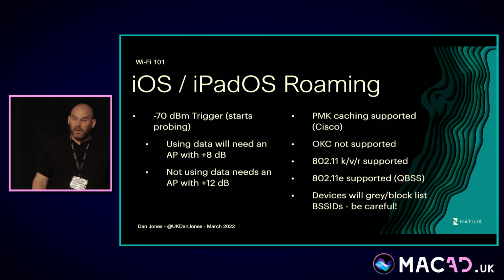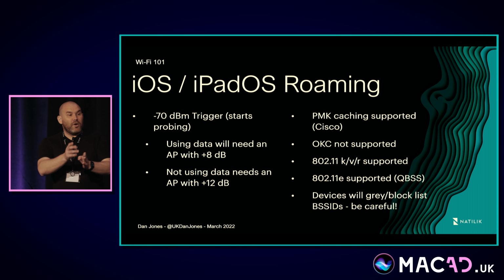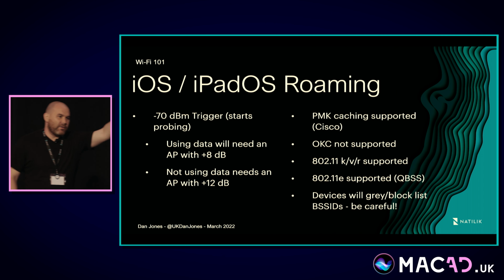What it will do is go, right, that neighbor report said to me it was channel 36, 106, 144, 149. I'll go and scan those channels first. Great, I found an AP on my first or second attempt that I can move to. So you definitely want that enabled.